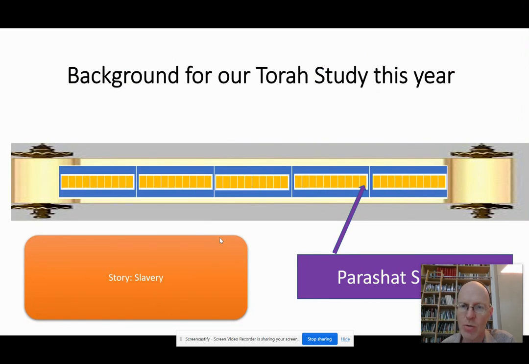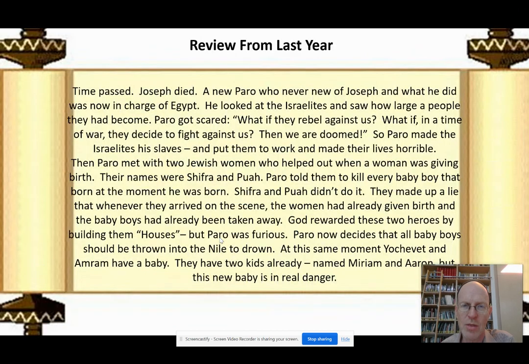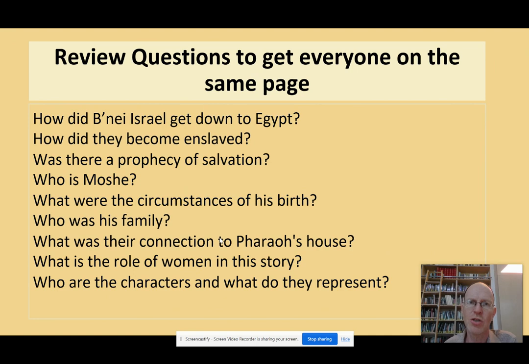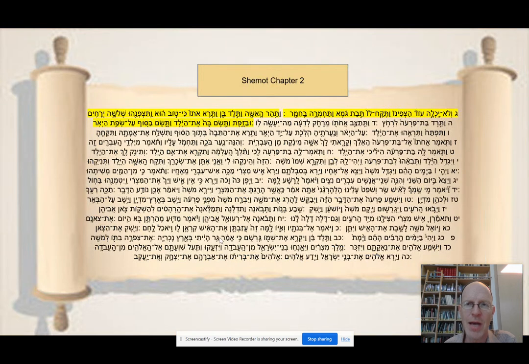So we have our background to our Torah study this year, because we're right in Parsha Shemot, the story of slavery. Here's a little review that you can read, or you can tell, or you can have them read for you. And then this is really what we're studying this year, the burning bush. Here are some review questions that Karina made up for us to make sure everyone's on the same page. And you'll always have highlighted the psukim that we're going to be studying. Actually, there's just one of these right now. Vatahar Ha'isha. I see this is not completely in the right order. This is backwards, but we'll get it the right way.